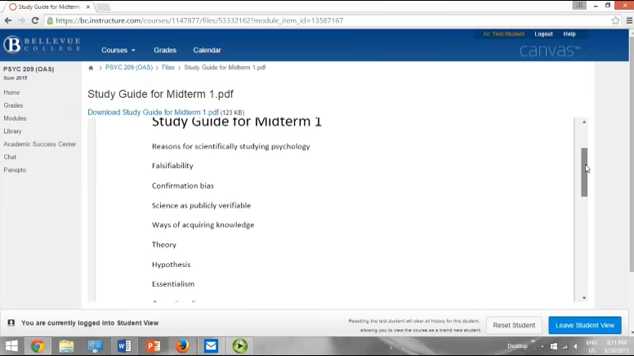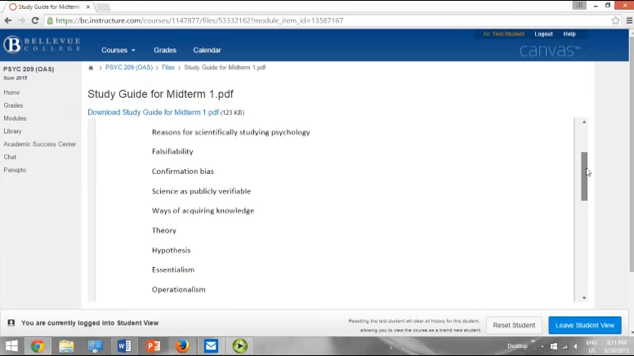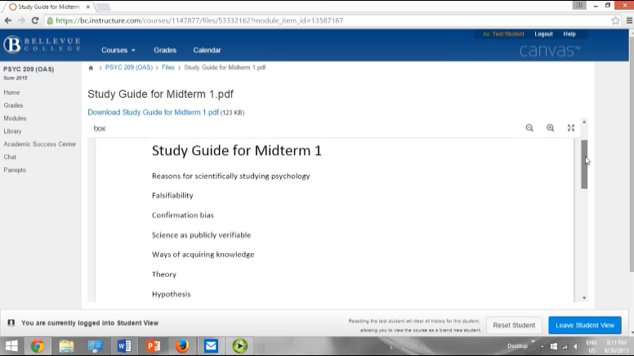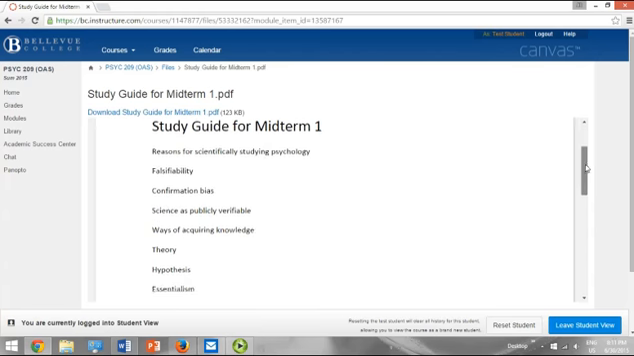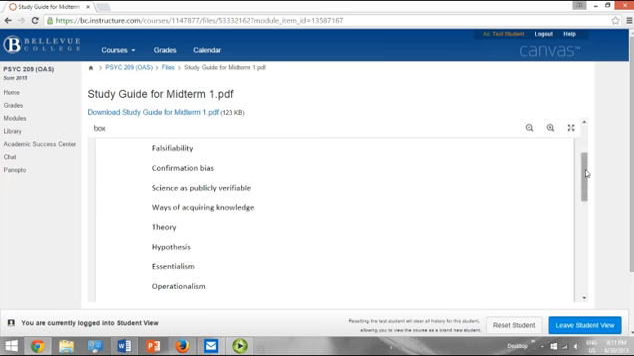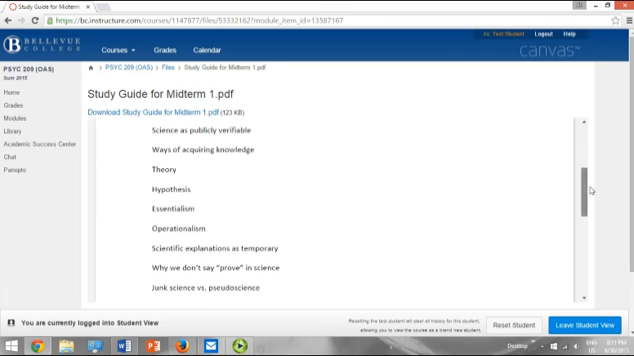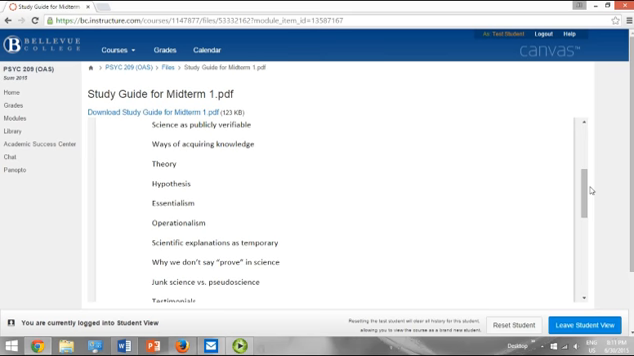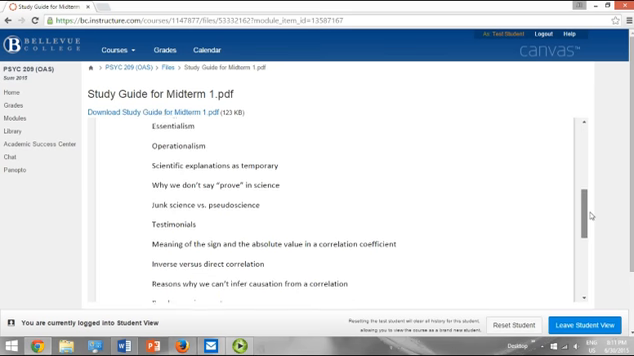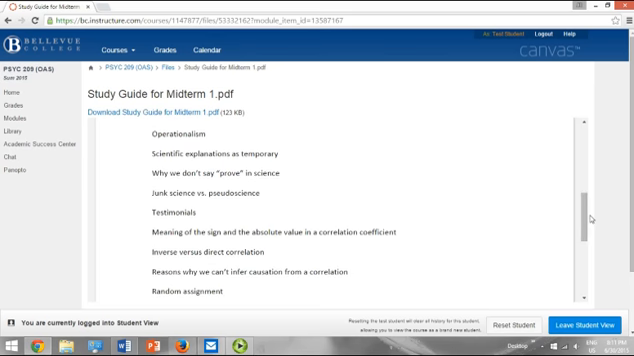Why do we study psychology scientifically rather than just philosophically? That's something I'm for sure going to lecture on, and it's in the textbook. Falsifiability. You're going to have an actual weekly exercise having to do with falsifiability. Confirmation bias. Science as publicly verifiable. Ways of acquiring knowledge. There's 4 ways, and I'm going to lecture on it. The textbook talks about them. What's a theory? What's a hypothesis? What's essentialism and operationalism? Again, you have another weekly exercise that pertains to those 2 things. Why scientific explanations are temporary, right?